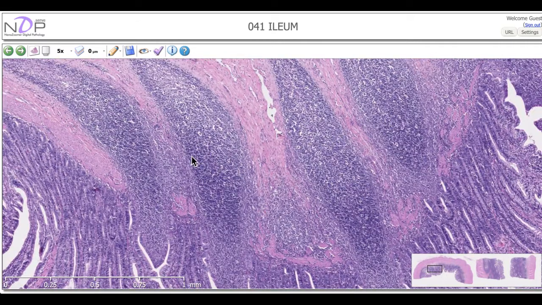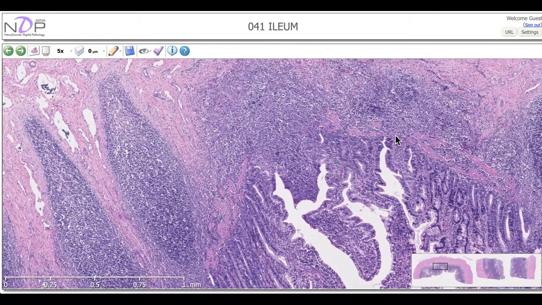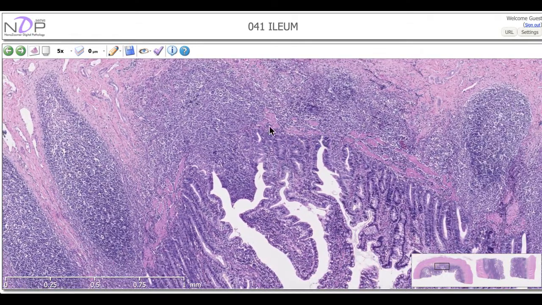All these compact structures are the nodules, whereas the lymphocytes that are spread just below the epithelium, we call the diffuse lymphatic tissue.